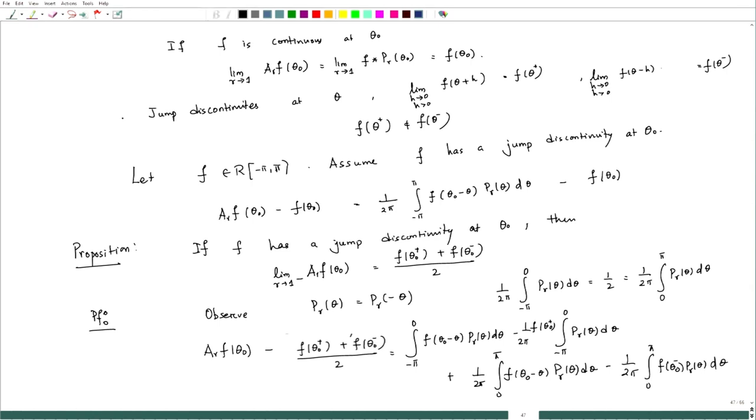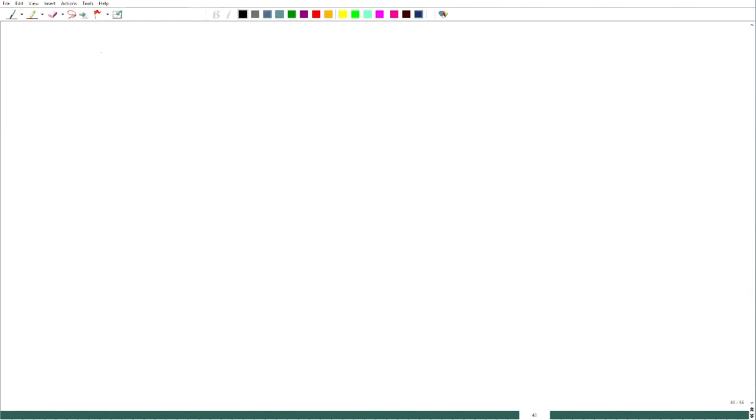Now what we notice is that it has a jump discontinuity, this limit exists. Therefore, for a given epsilon, I can find a delta positive such that |f(θ0 + θ) − f(θ0+)| is less than epsilon whenever θ is positive and less than delta. That means, let us rewrite it, f(θ0+) exists.